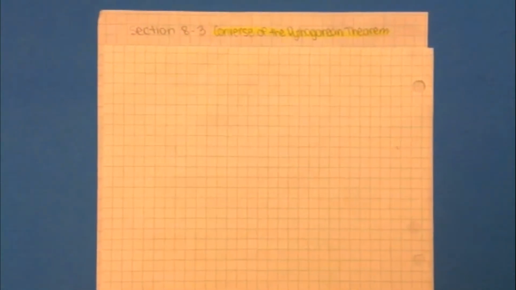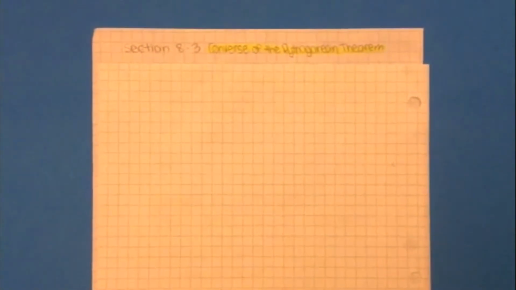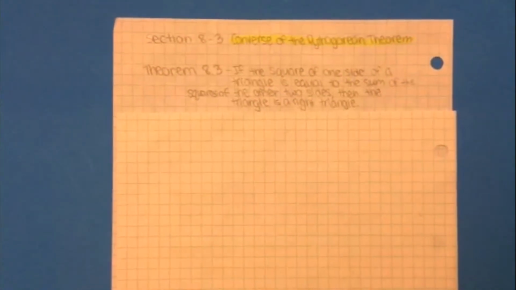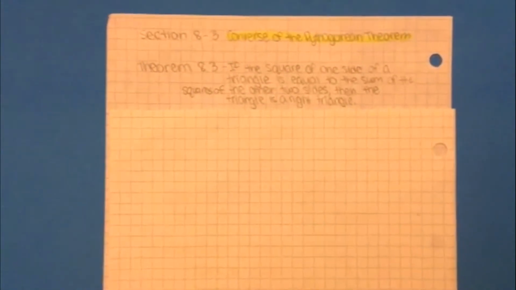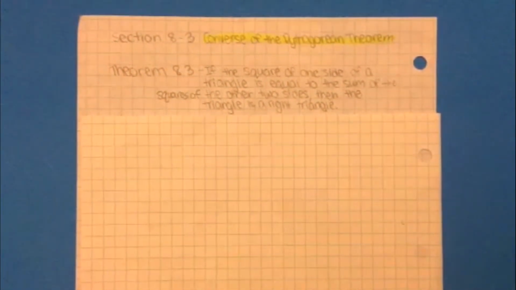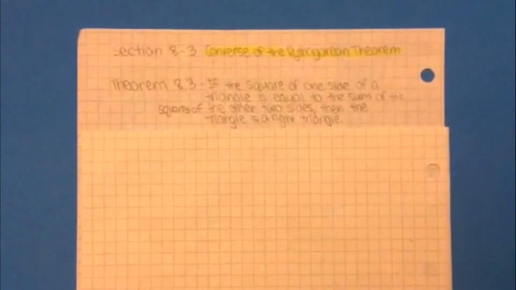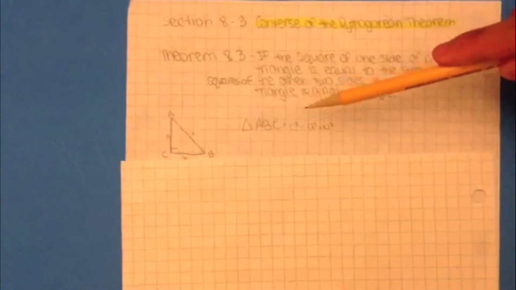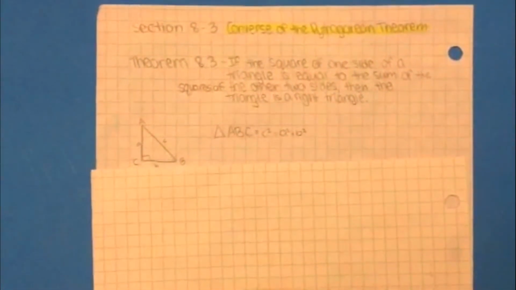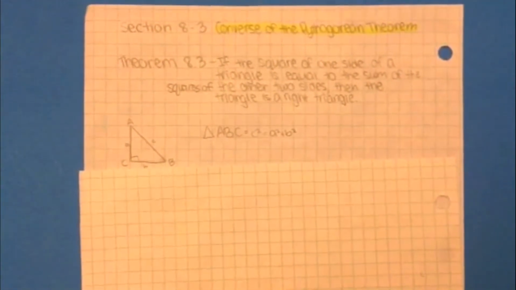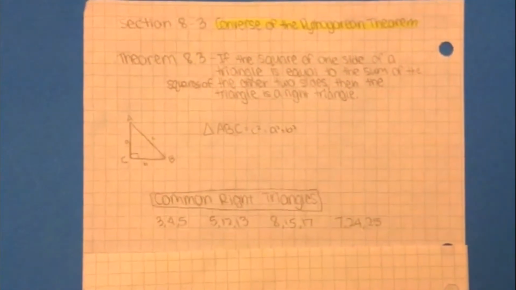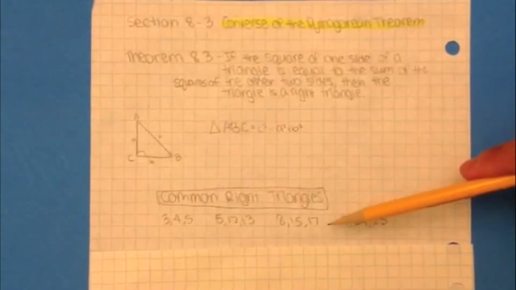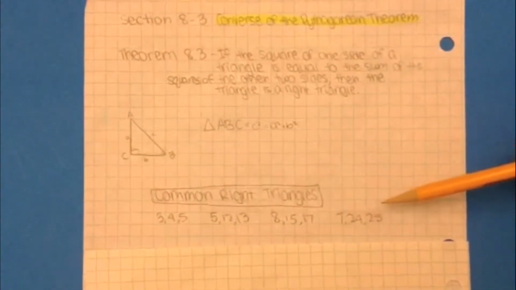Let's talk about section 8.3, the converse of the Pythagorean theorem. Theorem 8.3 states, if the square of one side of a triangle is equal to the sum of the squares of the other two sides, then the triangle is a right triangle. In this diagram, triangle ABC has c squared equals a squared plus b squared. Common right triangles include 3, 4, 5; 5, 12, 13; 8, 15, 17; and 7, 24, 25.